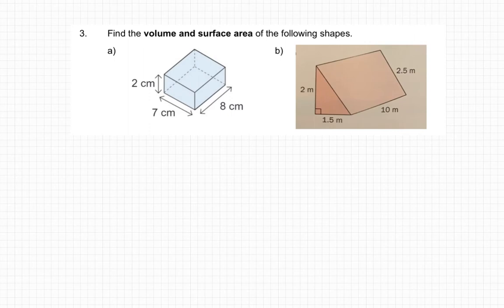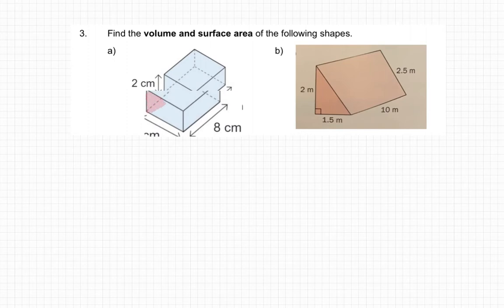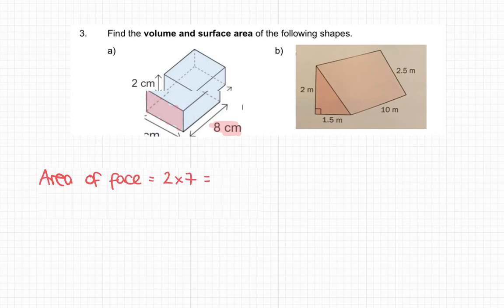Question 3 is on the volume and surface area of some prisms. So let's start with the first one, and let's start with volume. So remember that volume is the area of the front face multiplied by the length it goes back. So for this one, we want the area of the front face, which is 2 times 7. It's just a rectangle, base times height.